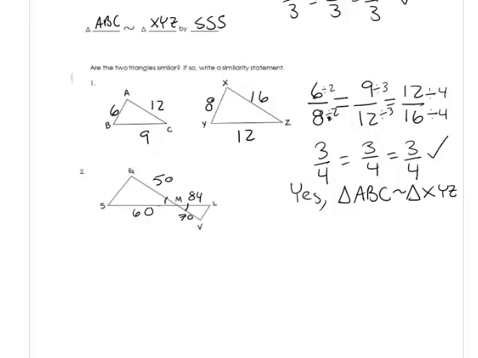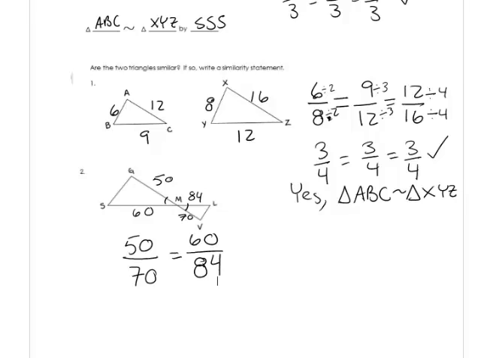To make sure, I've got to compare the sides and see if they're proportional. So I've got the angles already. The smallest side on the left triangle is 50, compared to the smallest side on the right triangle, which is 70. The biggest side on the left triangle is 60, and the biggest side on the right triangle is 84. Now it doesn't matter what the third side is because we're not going to use it for this application. Okay, all we've got to do at this point is figure out if those two fractions are the same.